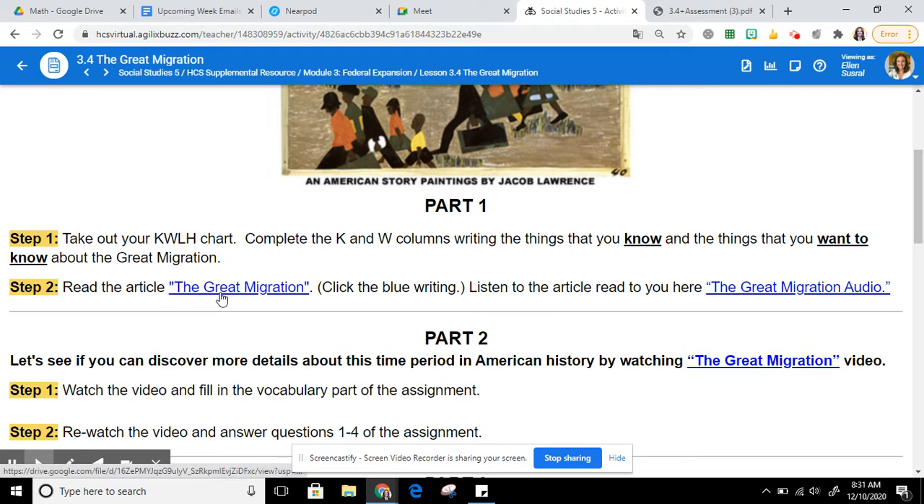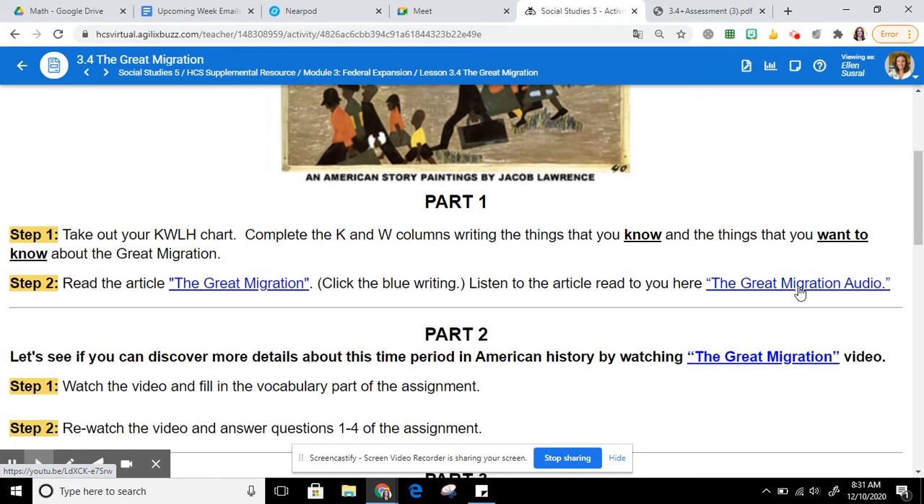Step two, you're going to read the article, The Great Migration, by clicking on this link, or you can listen to it by clicking on this link. You can use that article, or you can listen to that article being read.